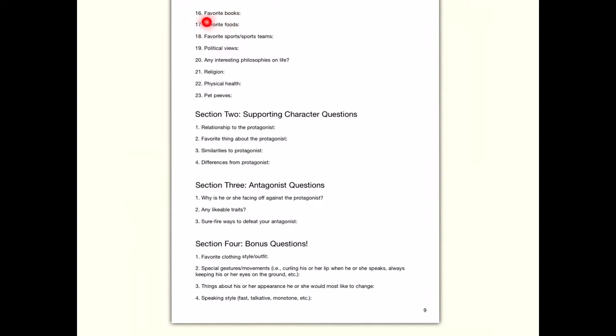His favourite book probably would be an information book about how to play soccer. Favourite foods, he loves spaghetti bolognese. Favourite sports team, he loves Barcelona and all the other sports. He loves Wanderers. Political views, he doesn't care about politics at all.